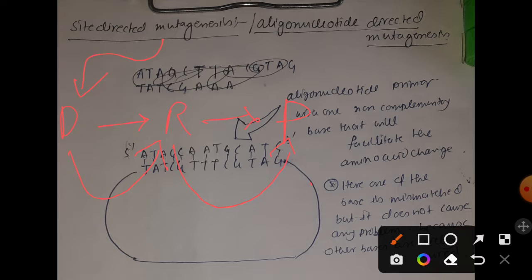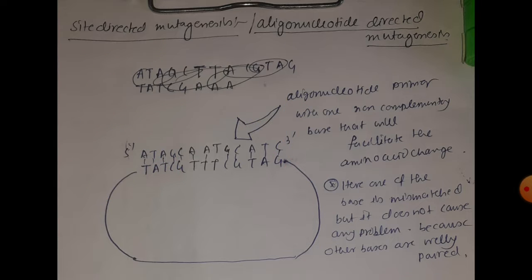Not only that, we can also use this site-directed mutagenesis technique to study various genes' actions by creating transgenic animals. So that is the idea of site-directed mutagenesis or oligonucleotide-directed mutagenesis. It is an interesting and important topic of protein engineering, where we are changing a single base.